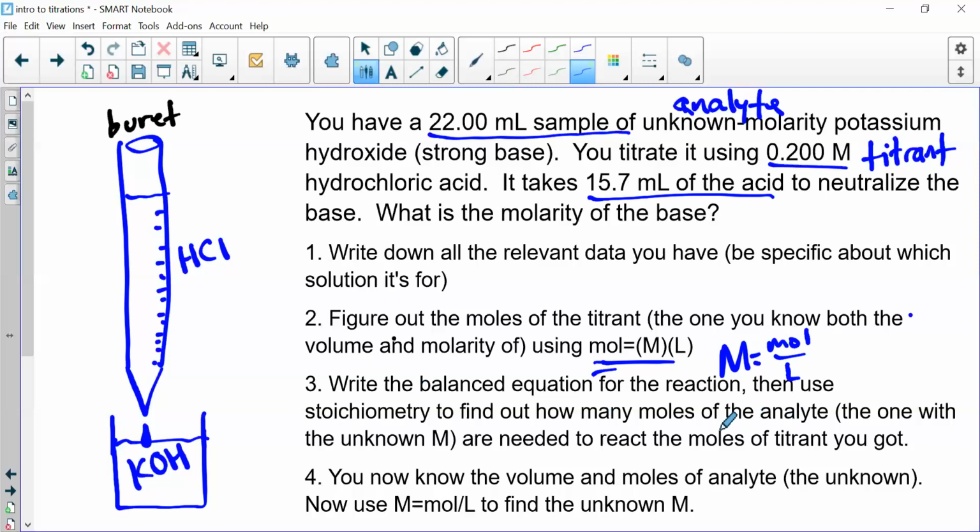Step 4, you now know the volume and the moles of the analyte, or the unknown. So now you use the same molarity formula to find the unknown molarity. So let's go through this question. I copied the same question over here.